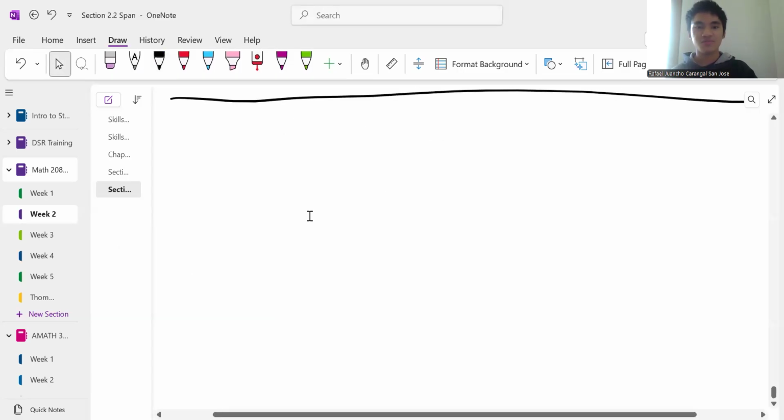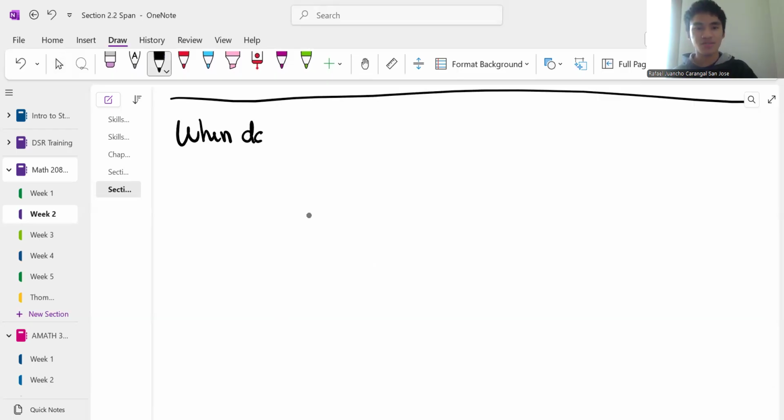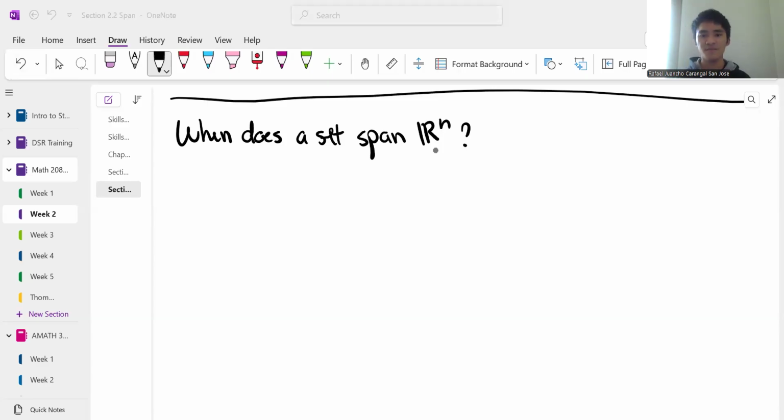Now let's ask this question. When does a set actually span Rn? When? And what occurrences will it actually span? Well, based on the examples we've seen, a set of 2 vectors spanned R2, a set of 3 vectors spanned R3, but here's the example, and it actually gives us a very interesting question.